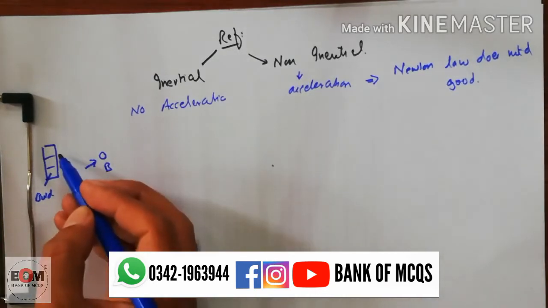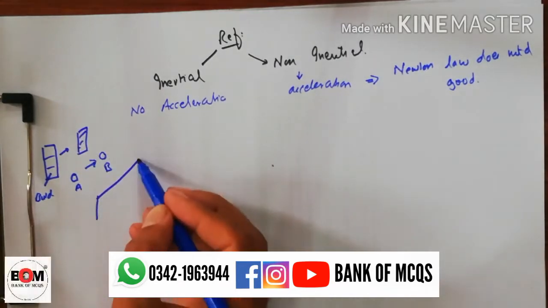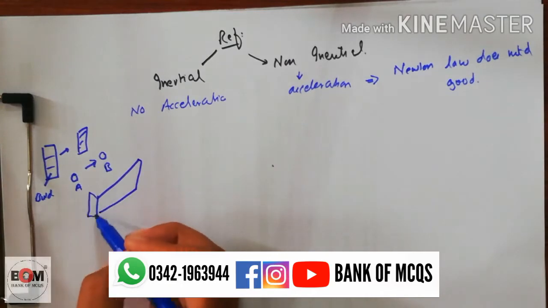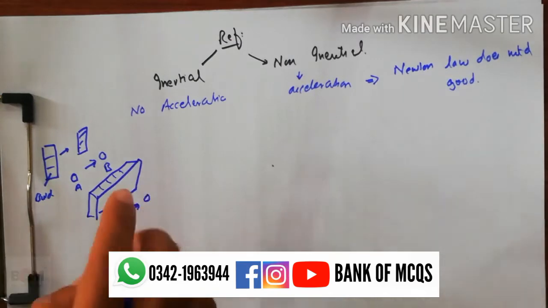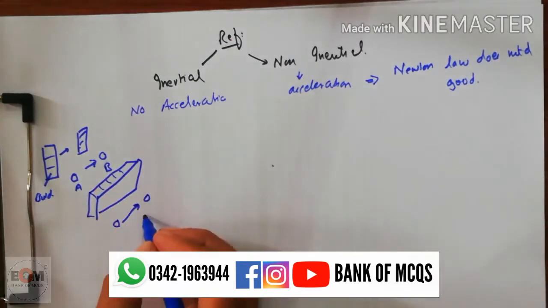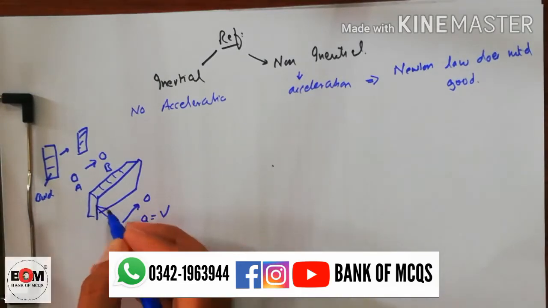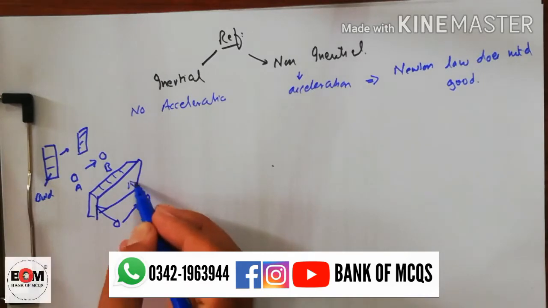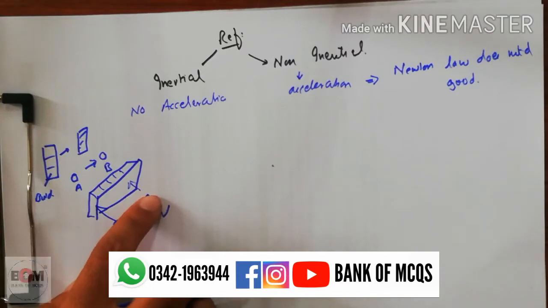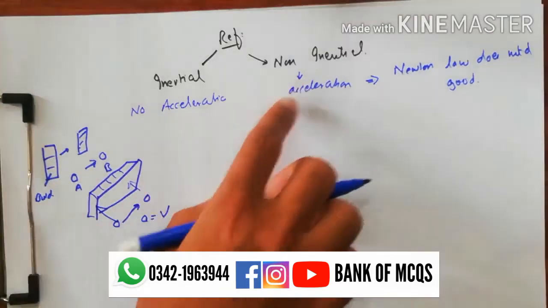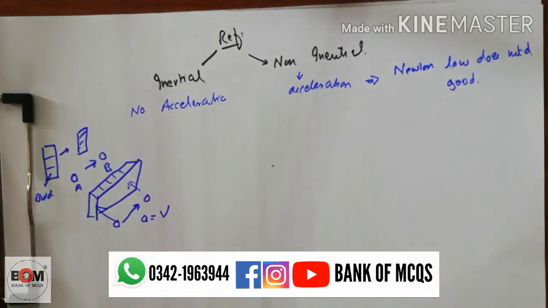Now if instead of the building there is a train, and the train is moving and you are also moving, then the laws will not hold good, because you can't find the correct acceleration value. If you take the train as the reference, the train has acceleration, so your acceleration value will not be correct. So in a non-inertial reference frame, where acceleration occurs in the reference, Newton's law doesn't hold good.